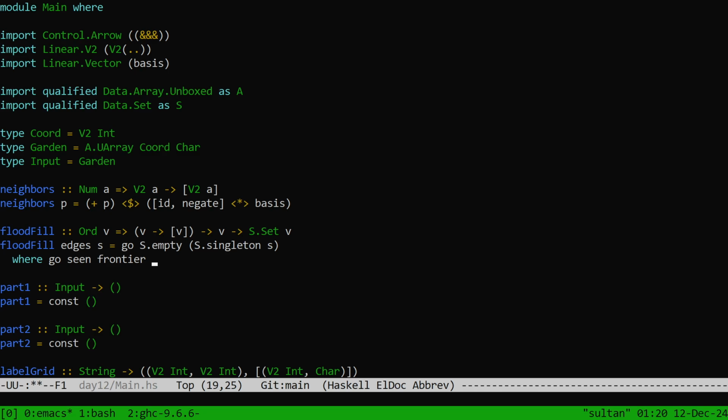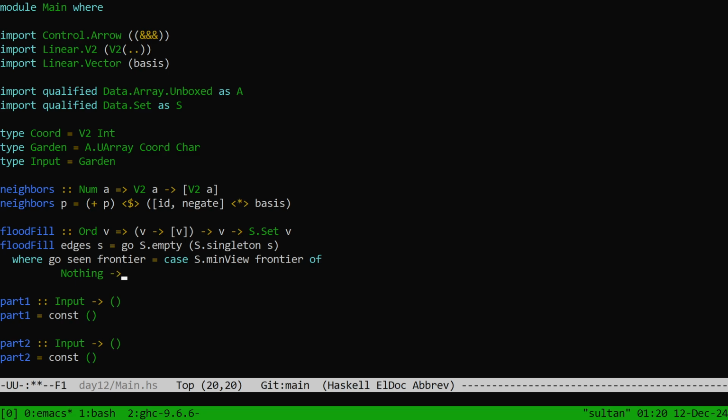So I want... Well, okay, we'll use minView. Case minView frontier of Nothing. It's just seen. We have completely emptied the frontier. There's nowhere left to explore. We found all the nodes. Just, it returns a pair of a selected node and this frontier without that node.